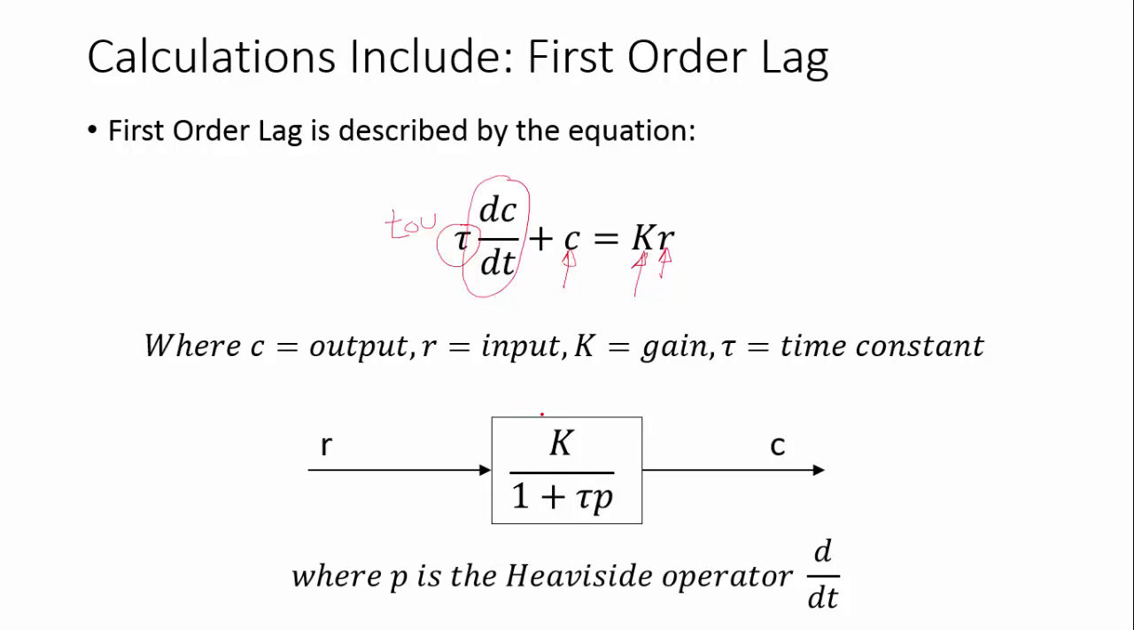So here it is in block diagram form. I bet some of you thought you were never going to have to use a block diagram again, where we have our R, which is the input. Here's our output, and the equation being executed within this block is the gain over 1 plus the time constant times P, and P is the Heaviside operator, d/dt. This is pronounced d-dt.